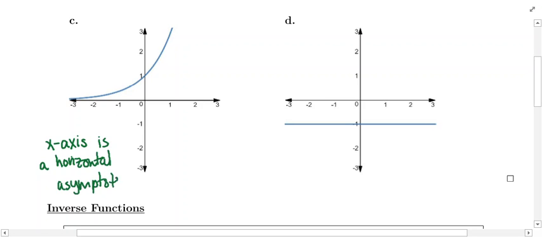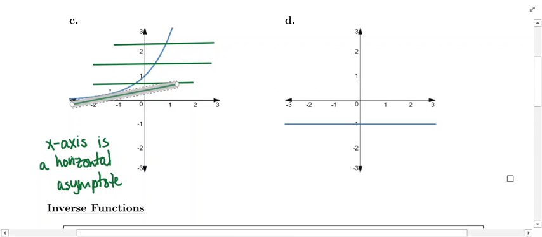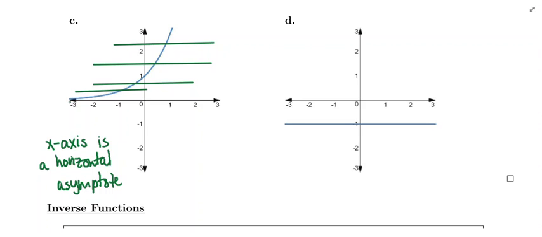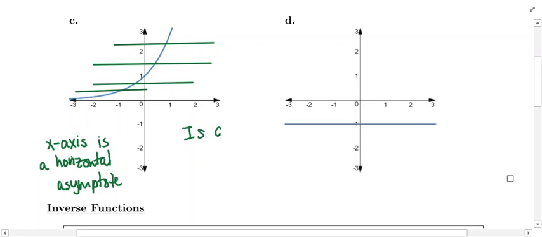Let's practice drawing our horizontal lines. I'll draw one here, another one here. Pretty much anywhere I draw my horizontal line, it's just going to hit the curve in one place. Even if you're down here close to the x-axis, remember the graph is getting closer and closer to the x-axis, and it's never going to touch it or cross it. It's getting infinitesimally closer to the x-axis. So your horizontal line, even down there, is only going to intersect your curve in one spot. So this is a one-to-one function.